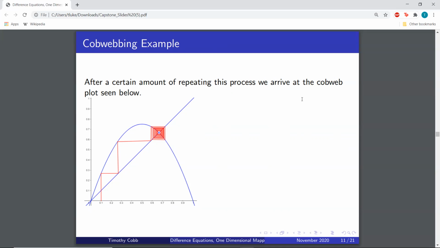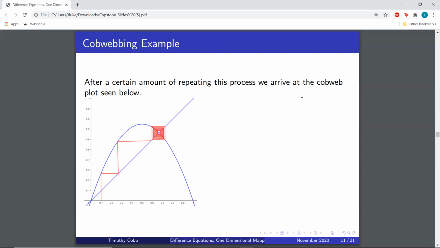Now we can see that our function begins to cycle. It begins to shrink in on itself around the point 2/3, or 0.6 repeating, which is where these two graphs intersect, y equals x and 3x times 1 minus x. Thus, our function is cyclic and it has a fixed point that it approaches asymptotically at 2/3.